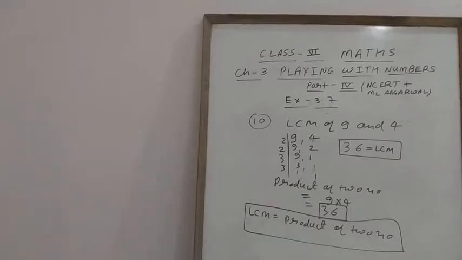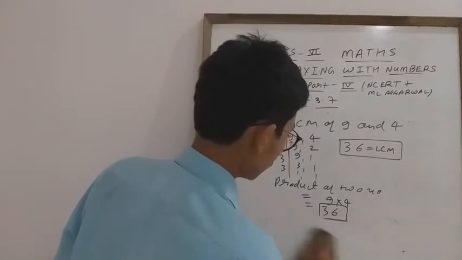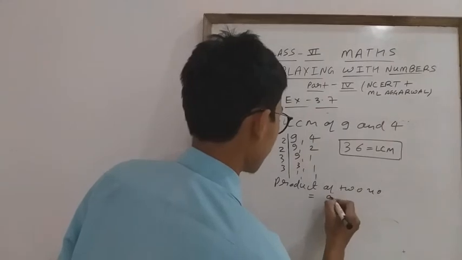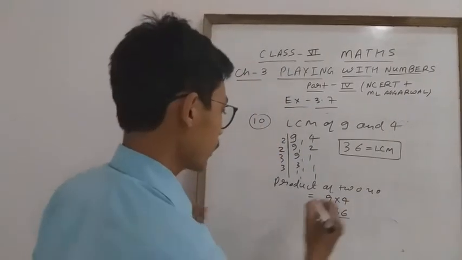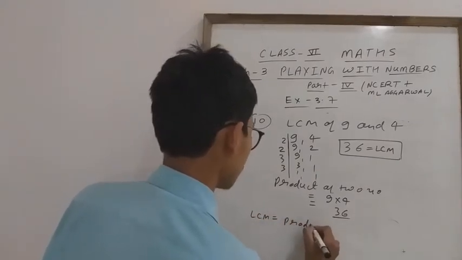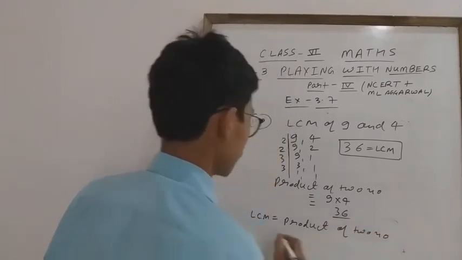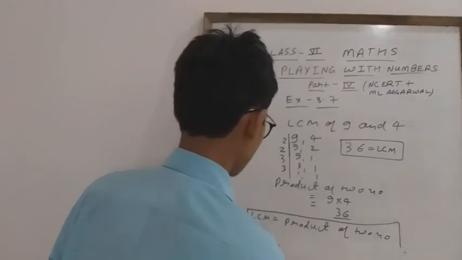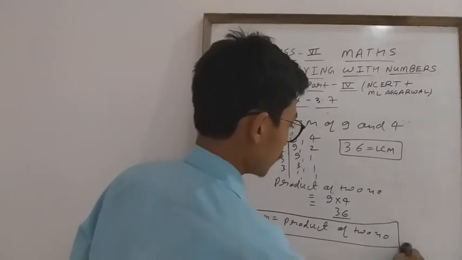So students, by this way you will find out. Clear? I explained LCM is equal to the product of two numbers, which is 9 into 4, equal to 36. Clear? So here you will write down: LCM is equal to the product of two numbers. Clear, everyone? This is our result: LCM equal to the product of two numbers.